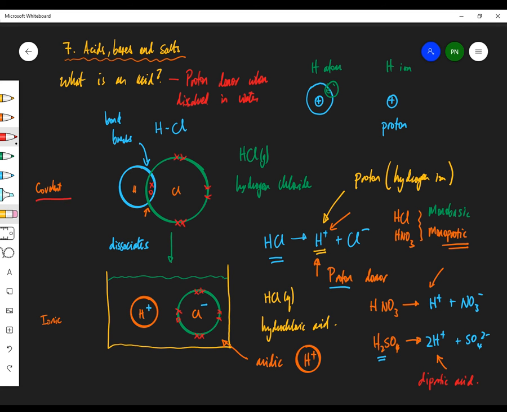Interestingly, in the covalent form, it is a non-conductor. But in its ionic form, it has ions, and therefore in the ionic form it will conduct. And we can electrolyze a solution of HCl or nitric acid or sulfuric acid. But in the covalent form, they are non-conductors. That's enough for this video, I think.